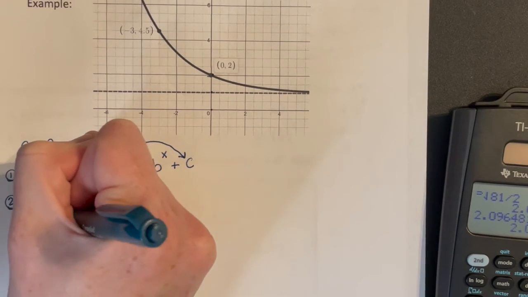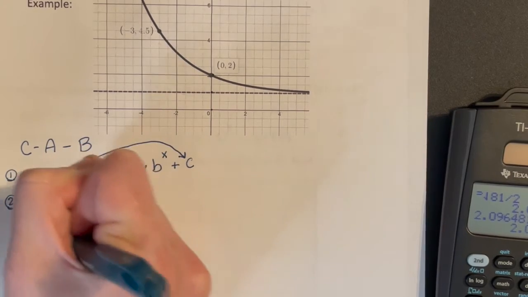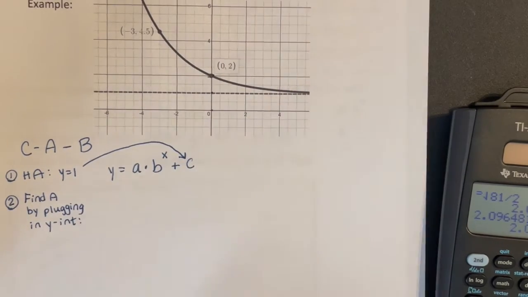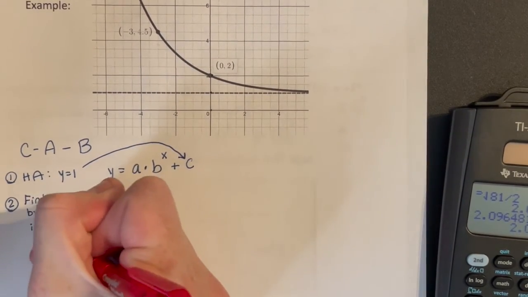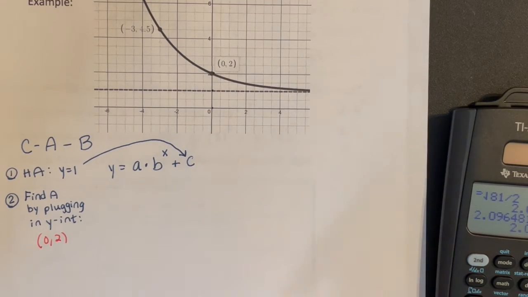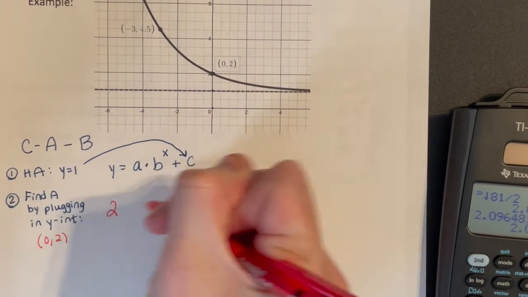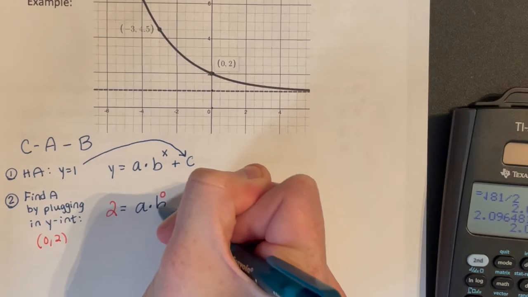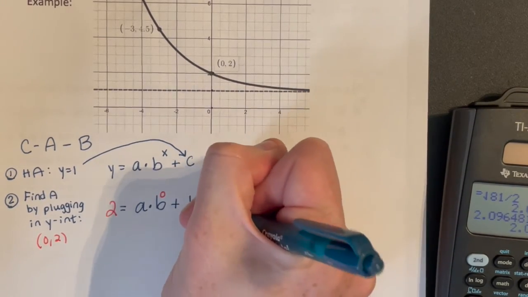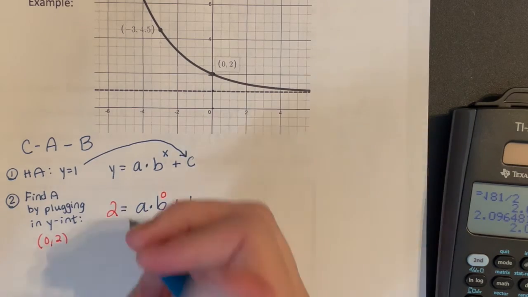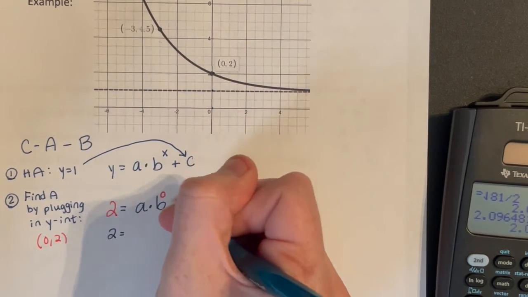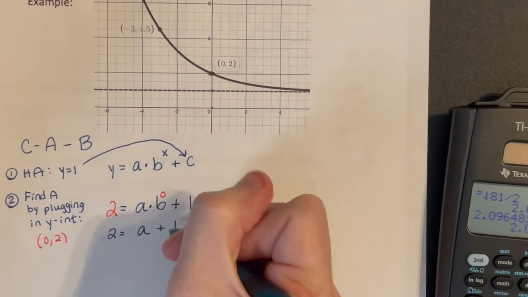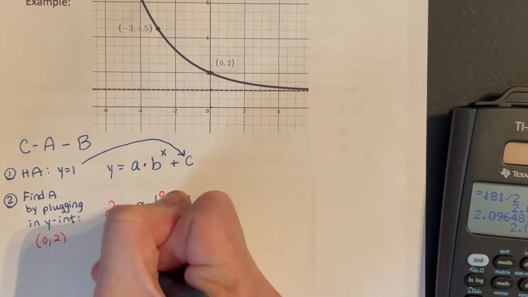Then we can find a by plugging in the y-intercept. Our y-intercept was 0, 2. So I'm going to plug what we have in. In this case, y is 2. x is going to be 0. So 2 equals a, we don't know, b, we don't know, but it's b to the 0, plus 1, we did find out. 2 equals anything to the 0 power is just 1, so that's 1 times a, that's just a, plus 1. And I subtract 1, I get positive 1.